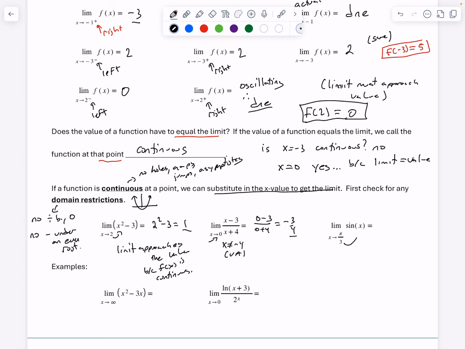All right, let's commit a sin. Sine of x, a very simple one to work with. Okay, so for sine of x again, it's continuous everywhere. So we can just plug it in. We would get the sine of pi over 3, and the sine of pi over 3, very simple, is √3/2.